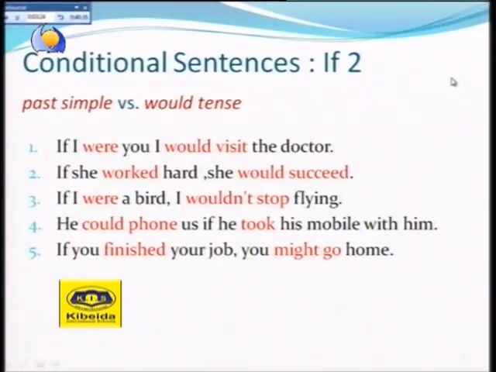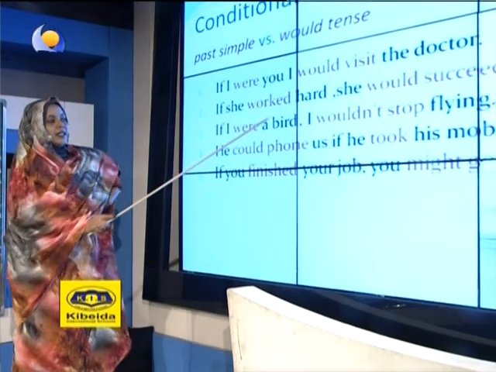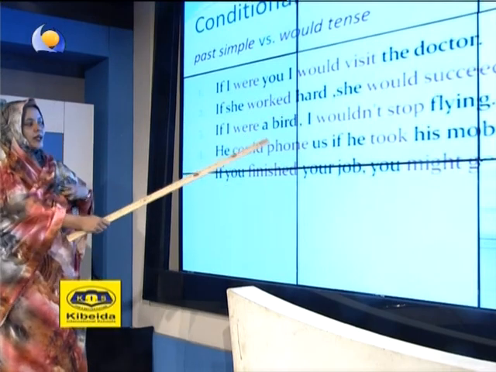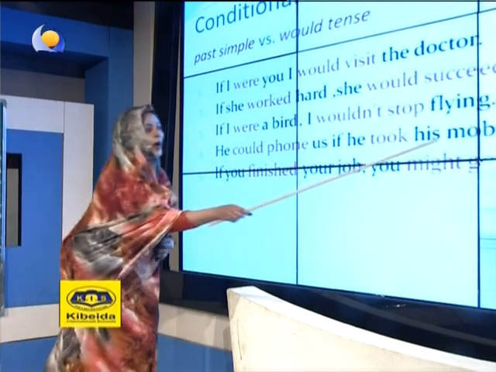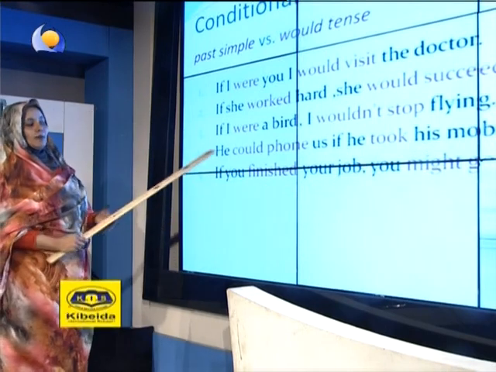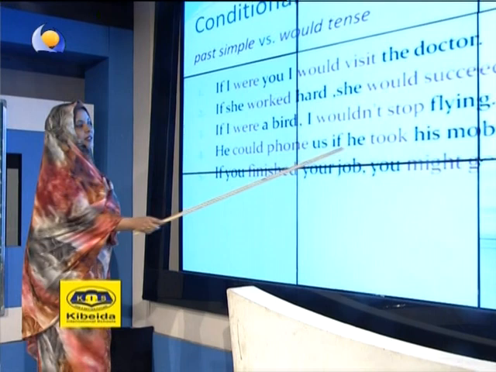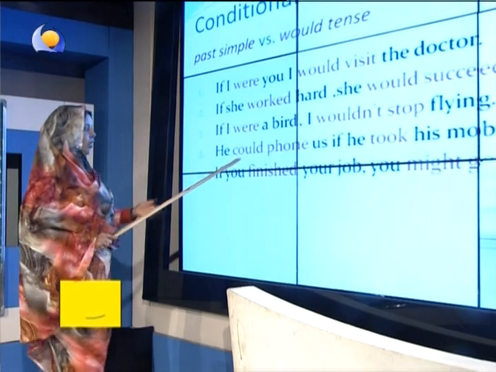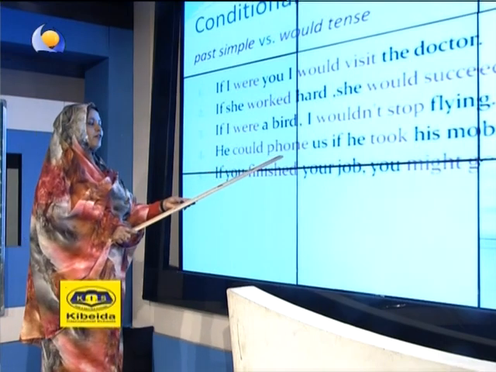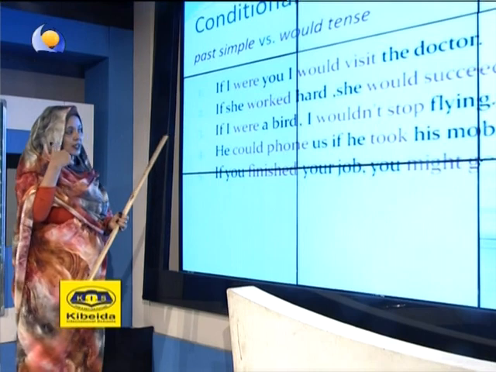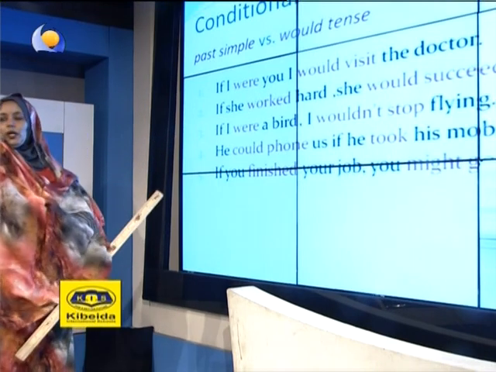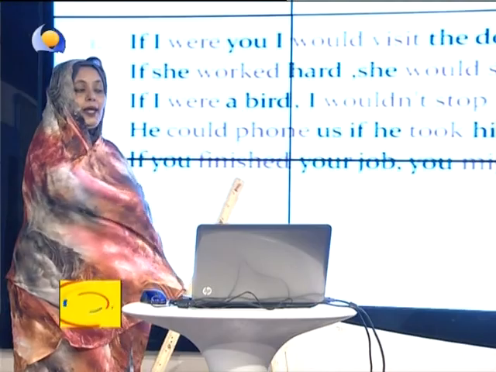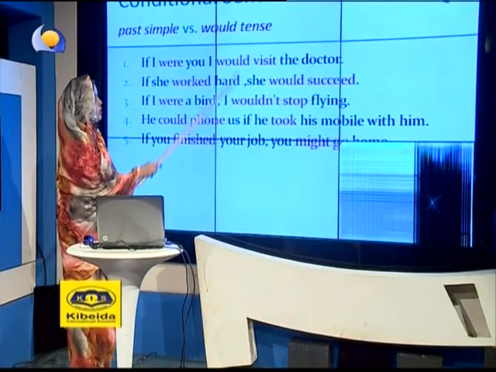He could phone us if he took his mobile with him. Now look here, in this sentence, the main clause comes first and the if clause comes later. Where is the if clause? If he took his mobile with him. Took is in the past tense, the rule applies. In the main clause, I have to use the would tense. Here appears the word could plus the infinitive of the verb. So, he could phone us if he took his mobile with him. He did not take the mobile. Unfortunately, he did not take the mobile. That's why we used the if sentence.